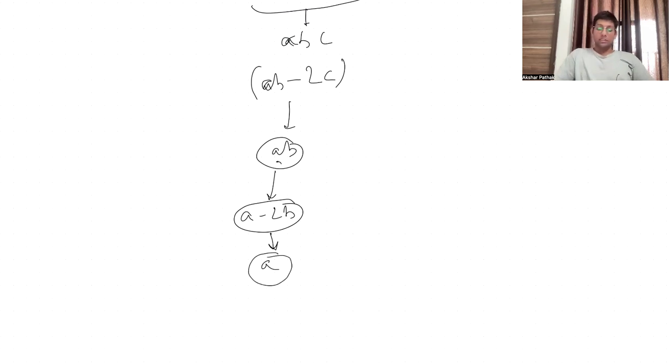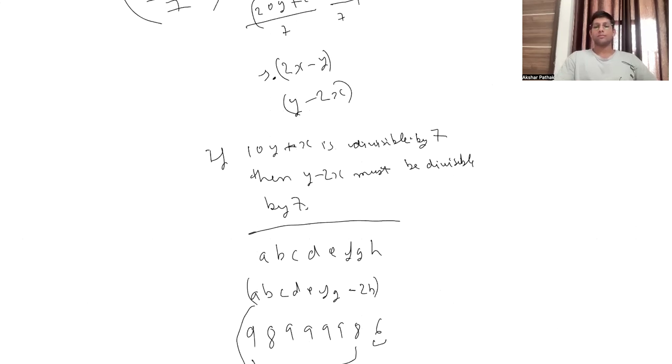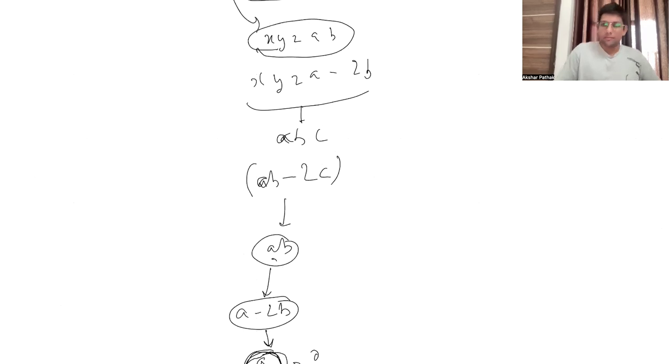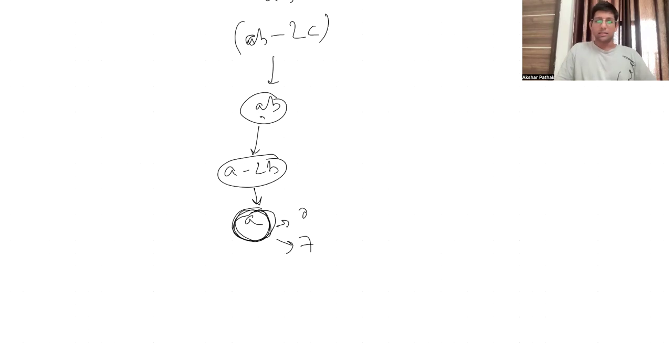And if a single digit A is divisible by 7, what can it be? It can be either 0 or 7. Those are the only two possibilities. So this was all about the divisibility rule of 7. That's all from my side in this video. In the next lecture, I will tell you the divisibility rule of 11, and after that I will teach you how to check if a number is prime, and also the proof part. Okay, thank you.